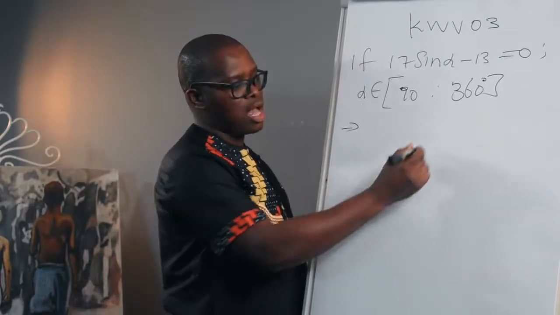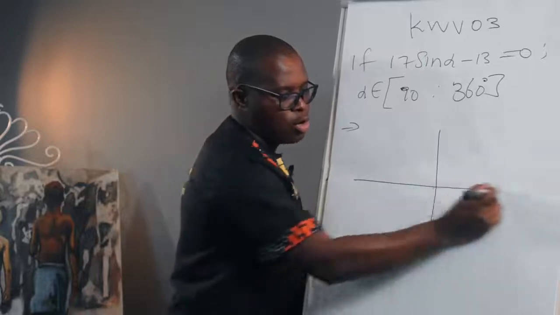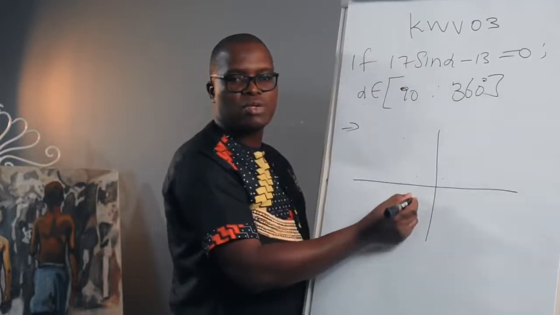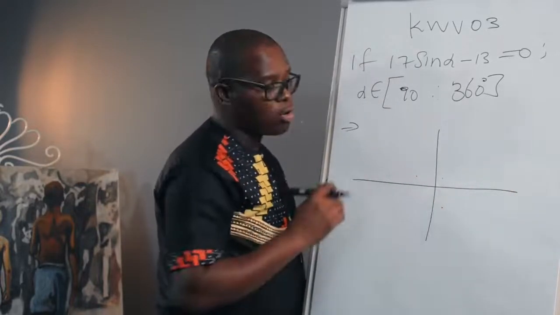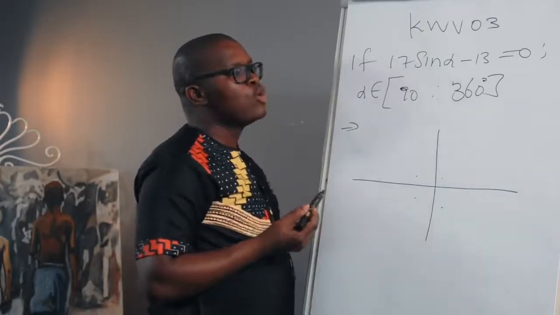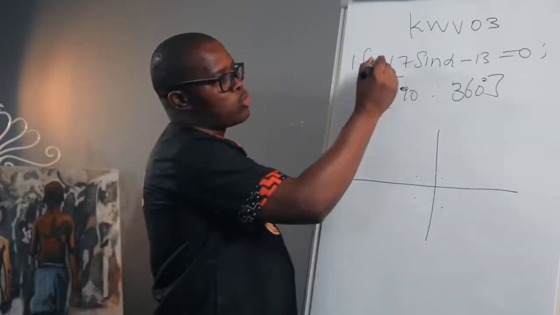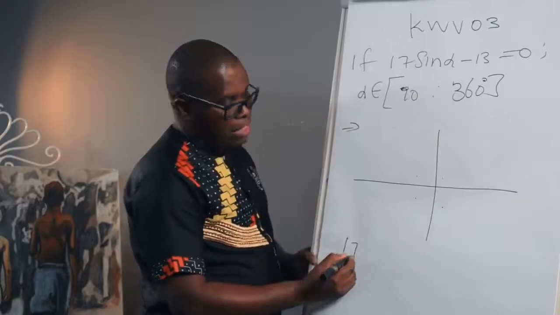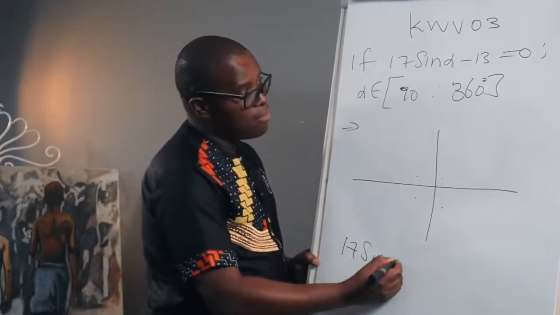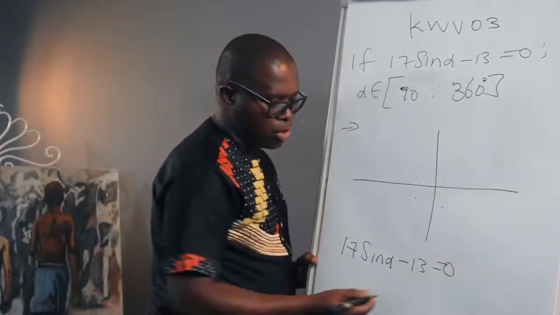Now, for the equation, if you draw the diagram, we do first quadrant, second quadrant, third quadrant, or fourth quadrant. So that is what you need to identify here. Let's check what we are given here. We are given 17 sine alpha minus 13 equal to 0.